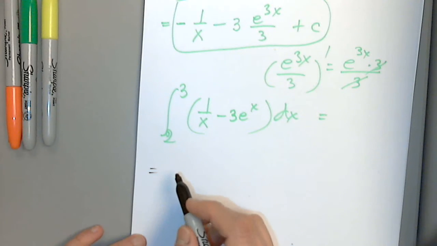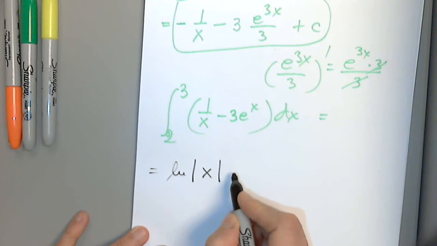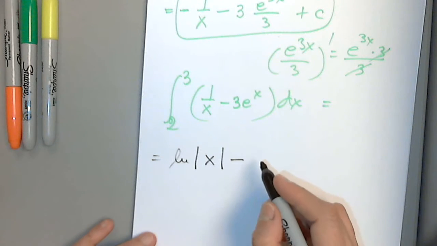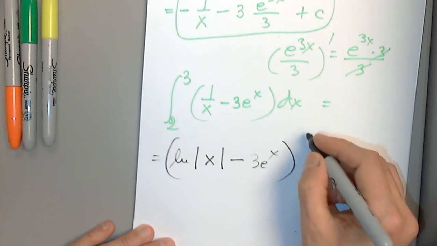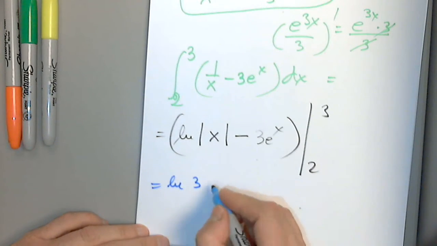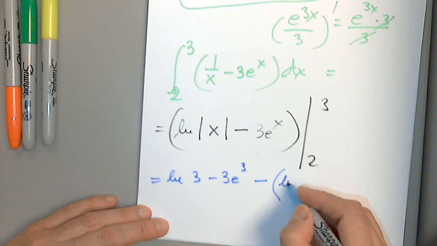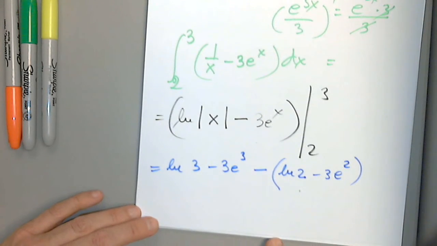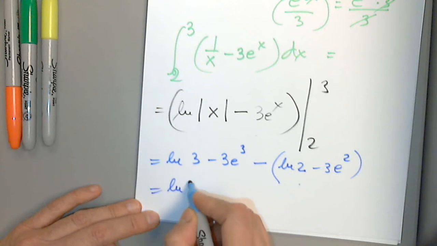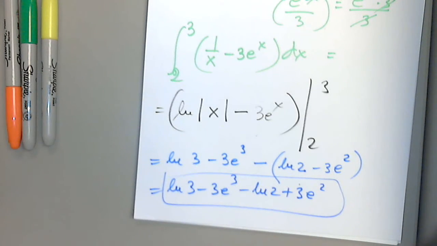Okay, so which function prime is 1 over x? Yes, but the absolute value. Minus, which function prime is 3e to the x? 3e to the x. In this case, since it's a definite integral, there is no need for the constant. So let's plug in 3. When I plug in 3, I get natural log 3. I don't need the absolute value. Minus 3e to the third, minus. Put parentheses so you don't forget to distribute. This will be natural log 2 minus 3e squared. And that's final. You don't need to do anything else. This is just a number.